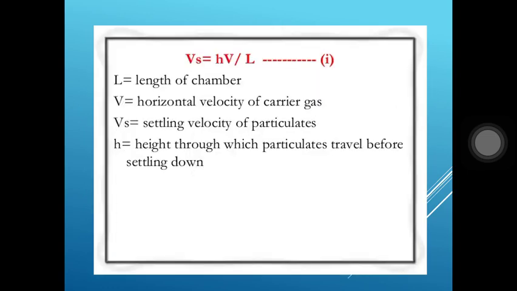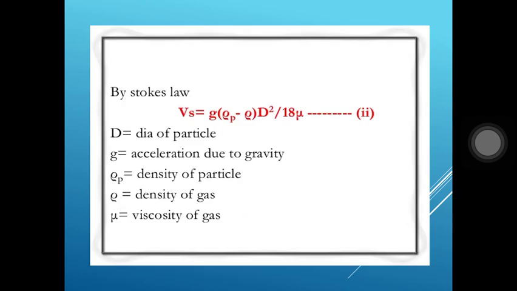Next, this is the settling velocity formula, that is Vs equals h times V divided by L, where h is the height through which particulates travel before settling down, V is the horizontal velocity of carrier gas, L is the length of chamber, and Vs is the settling velocity of particulates. By Stokes' law, the settling velocity is given as per the formula.